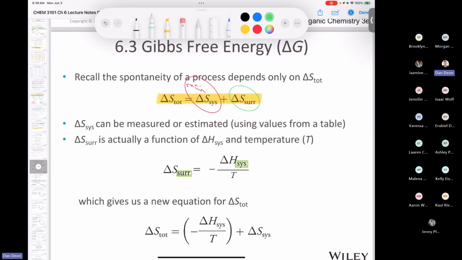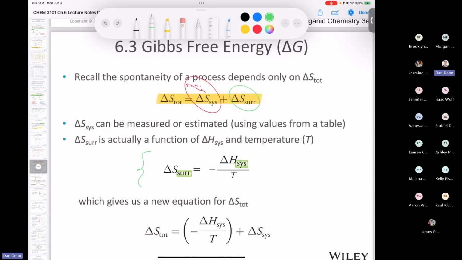However, and this is beyond the scope of our class, we're not going to go into the details of this formula right here, it's actually been determined that the delta S of the surroundings is equal to the negative of the delta H of the system divided by the temperature in Kelvin. So what's the consequence of this? We have delta H of the system. Can we calculate the delta H of the system? Yes, we can look up those values in a table as well.